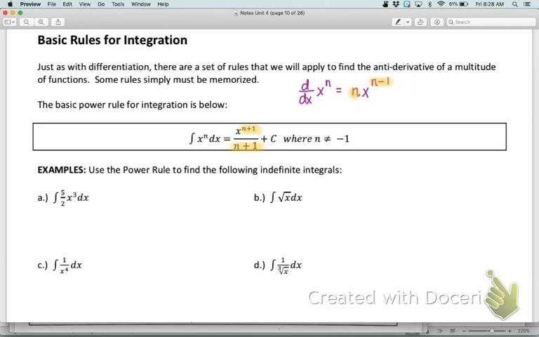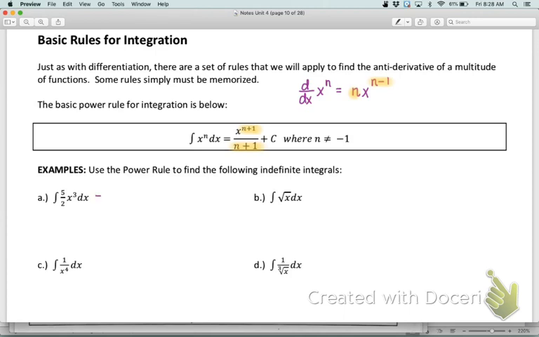So if we look at number 1, also don't forget plus c on every single one of these. Just like with derivatives, if we have radicals or any other thing with exponents, we have to first convert it to be a power because that's the only rule we've got, the power rule.